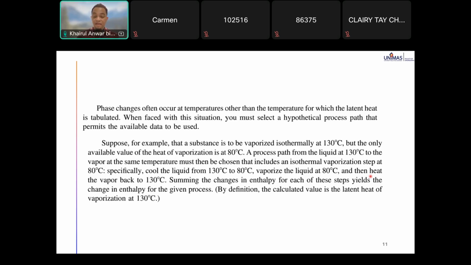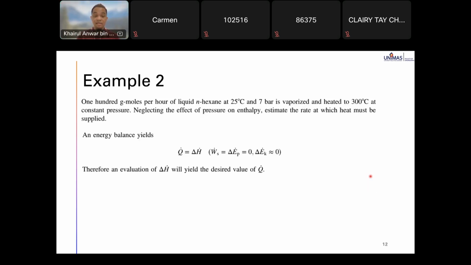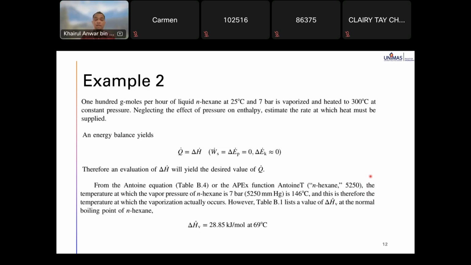Later, an example like this. 100 gram mole per hour of liquid hexane at 25 degrees C and 7 bar is vaporized. The word vaporize means to change the form from liquid to gas, and heated to 300 degrees C at constant pressure. So there are phase changes here. The energy balance: Q equals delta H. Other expression is 0.